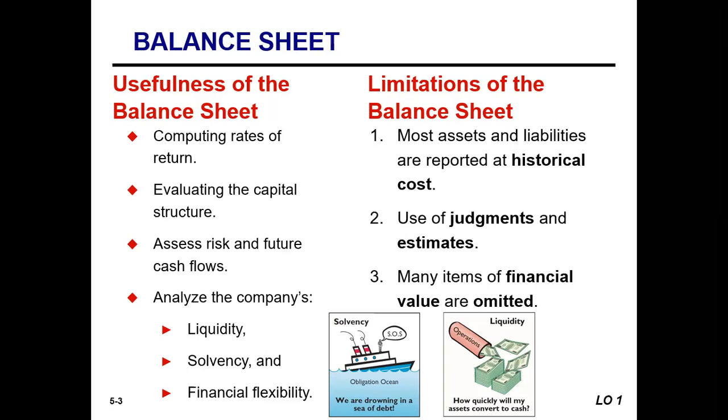So liquidity, just by definition, is how quickly we can convert assets to cash. And obviously current assets are more liquid. We expect to convert them to cash within a year or the operating cycle. And then cash is the most liquid, right? Cash is already converted to cash. So that's the most liquid asset.